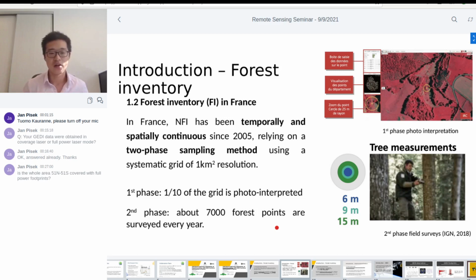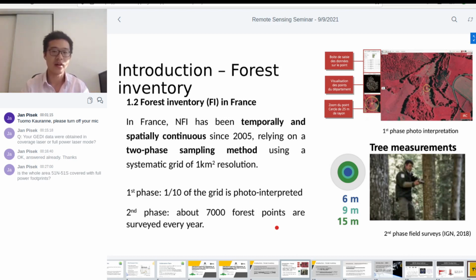It's covered by a systematic grid, and in the first phase, about 1/10 of the grid is photo interpreted with remote sensing data to determine the type of the landscape. And then in the second phase, about 7,000 forest points are manually surveyed every year. So this is how forest inventory works in France.